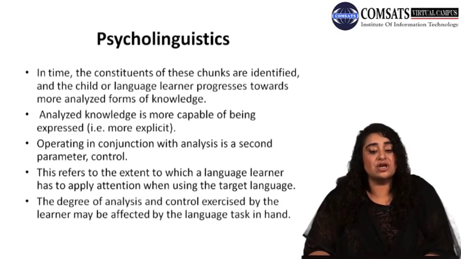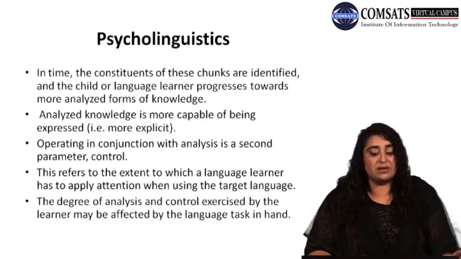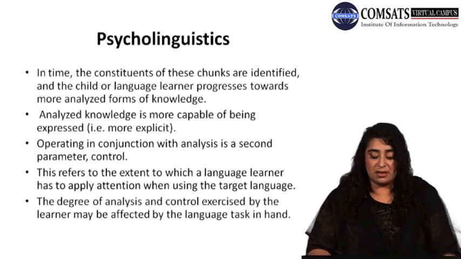Operating in conjunction with analysis is a second parameter, control. This refers to the extent to which a language learner has to apply attention when using the target language. So the degree of analysis and control exercised by the learner may be affected by the language task in hand.